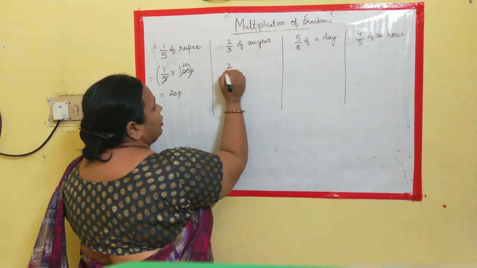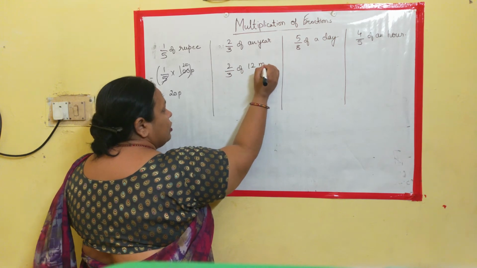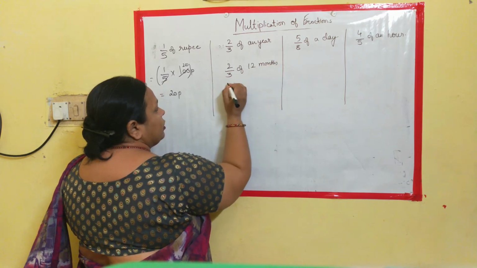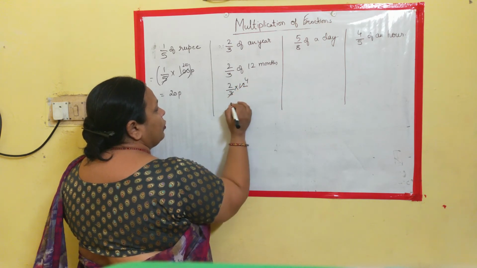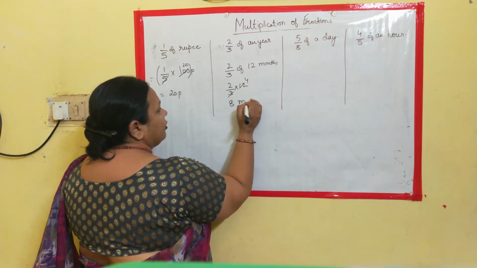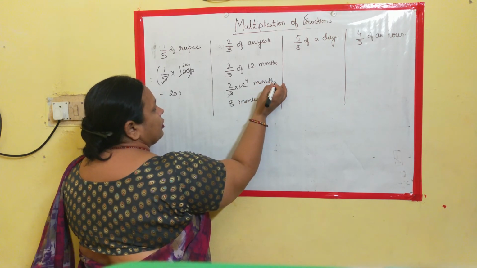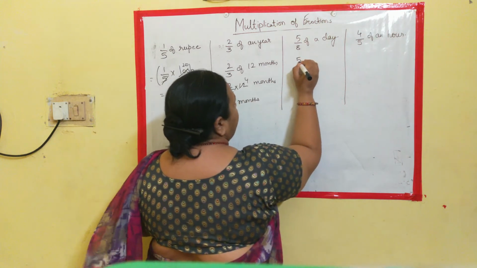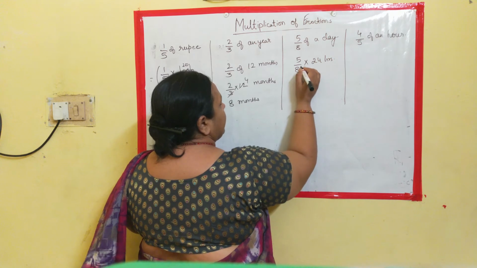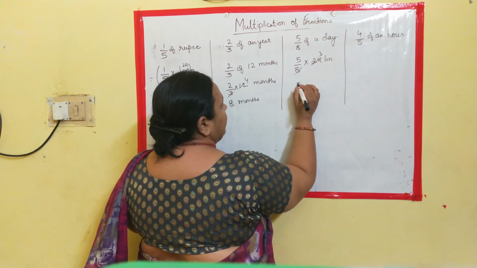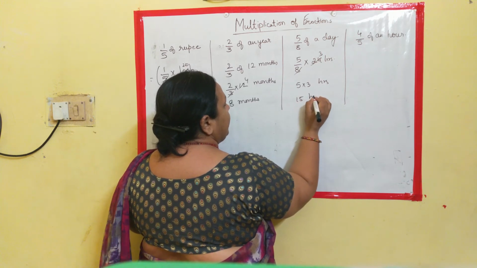2 by 3 of a year. Year is equal to 12 months. So 2 by 3 into 12 is 4, that is 8 months. Here it is 5 by 8 into 24 hours. That is 8 threes are 24. So we have 5 into 3 hours. That is 15 hours.